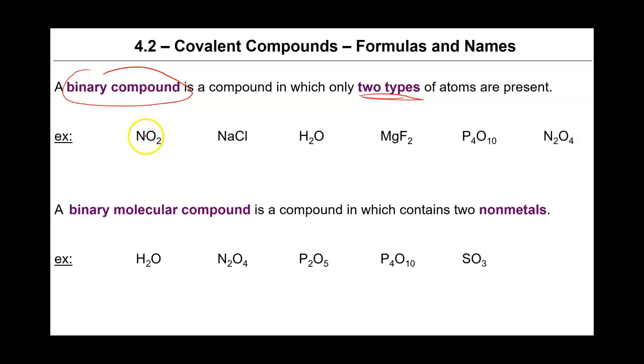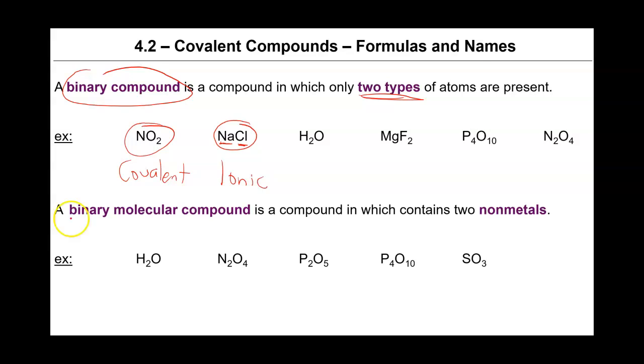So, NO2 is a binary compound because it contains only nitrogen and oxygen atoms. This would also be a covalent compound because it is formed between non-metals. NaCl is a binary compound because it's composed of only sodium and chlorine atoms. However, it would be an ionic binary compound because it contains a metal bonded to a non-metal.